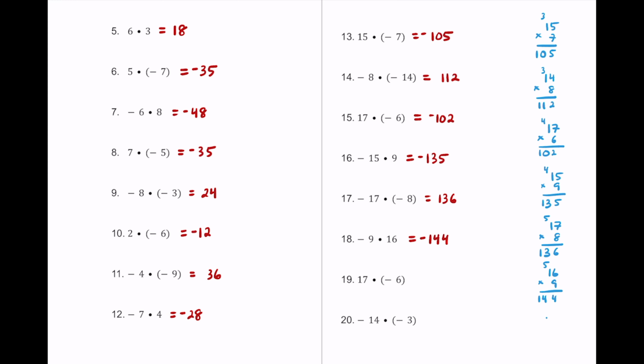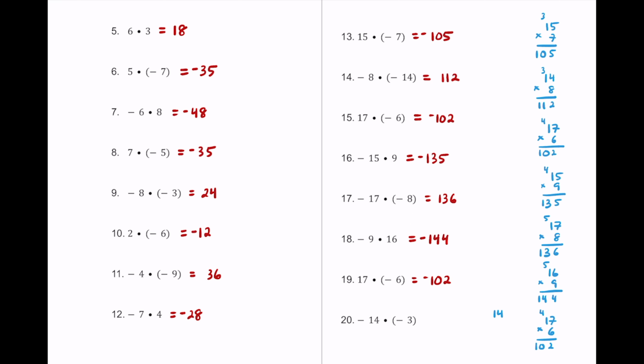So let's go ahead and multiply 17 by 6. Now 17 times 6, well, 7 times 6 is 42, carry the 4. 6 times 1 is going to be 6 plus 4 is going to be 10, so we have 102. Now we have a positive times a negative, so we have one opposite sign, so it's going to be negative 102. Finally, for number 20 here, we have 14 times 3, or negative 14 times negative 3.